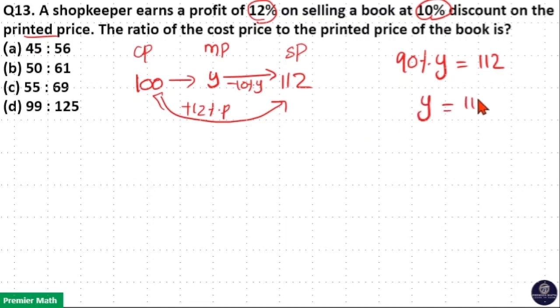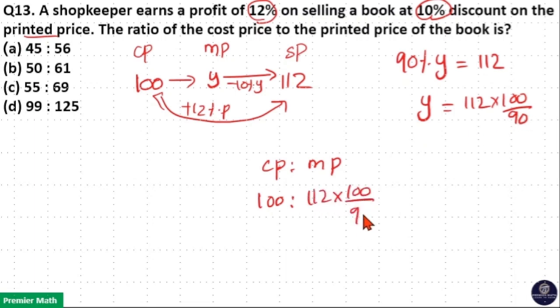Then Y is equal to 112 into 100 by 90. Then if I take cost price is to mark price ratio, cost price here is 100 rupees and mark price is Y. Y is equal to 112 into 100 by 90. Now 100 cancel. 2 goes 56 times in 112. 2 goes 45 times in 90. Then your ratio is 45 is to 56. So option A is your answer. Either you can do it this way or you can take the ratio directly.